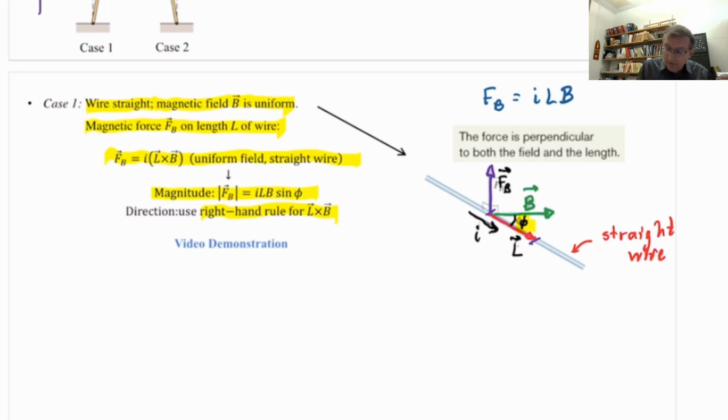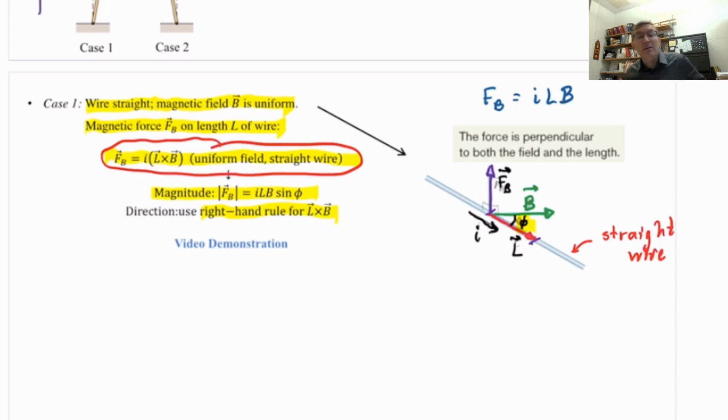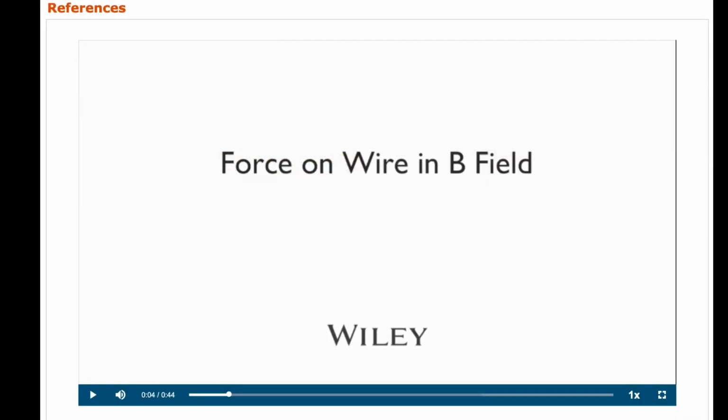All right, so this result right over here is quite handy and will be used quite a bit throughout the rest of this chapter, and enables us to calculate the magnetic force on a chosen length L of a current-carrying wire if the wire is straight and the magnetic field along it is uniform. Now let me just demonstrate to you, I'm going to use a Wiley Plus video, that this really is a real phenomenon. It's not hard to show, okay? And Wiley Plus has a video of it: force on a wire in a magnetic field. So let me just run this.